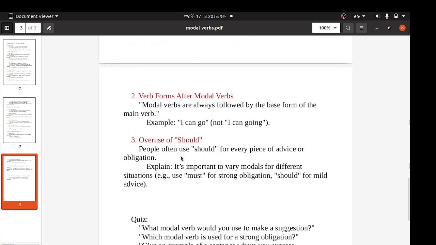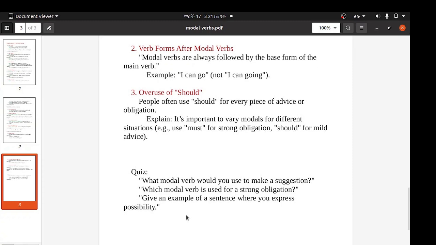The third one is overuse of should. People often use should for every piece of advice or obligation. It is important to vary modals for different situations. For example, use must for strong obligation, should for mild advice. You cannot use should for 100% obligation. It is only for mild advice. The obligation level of should is 50%, but must is 100%. This is the difference.